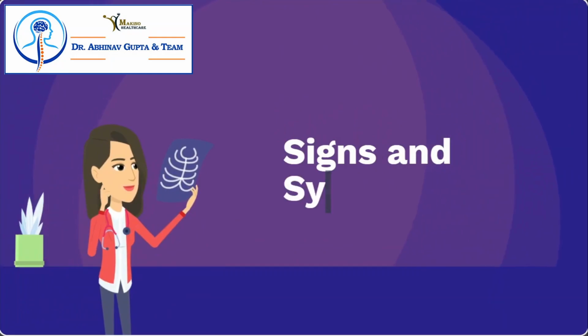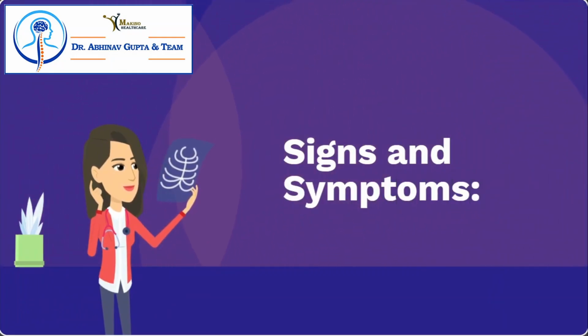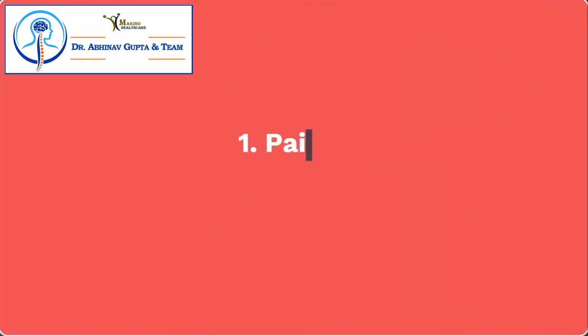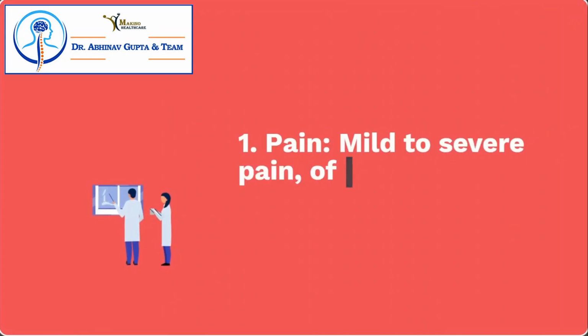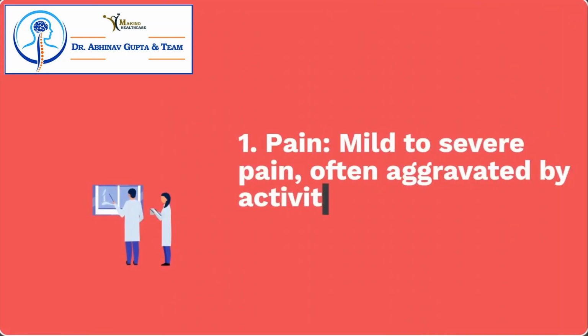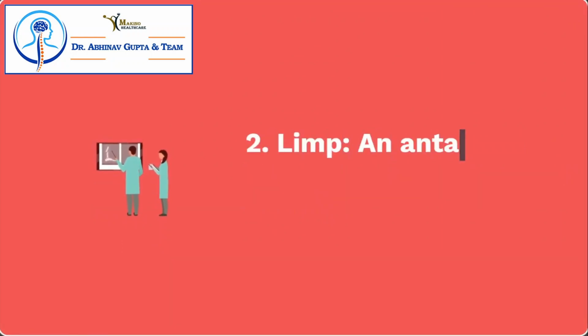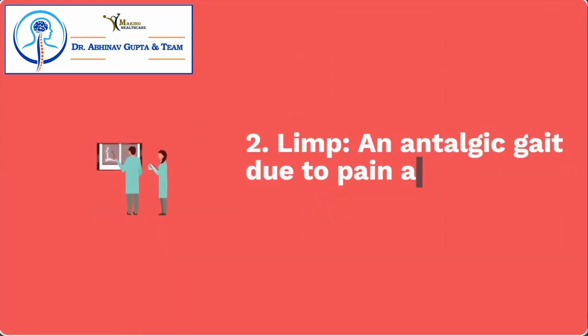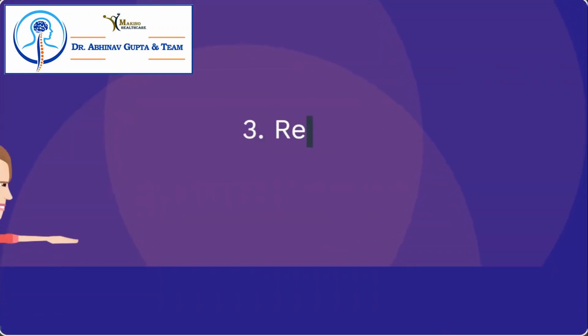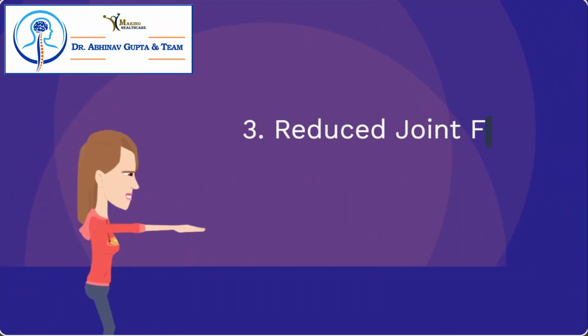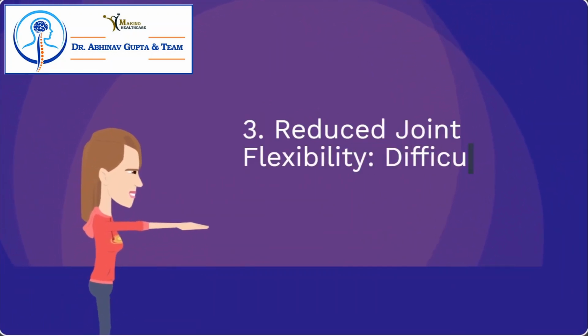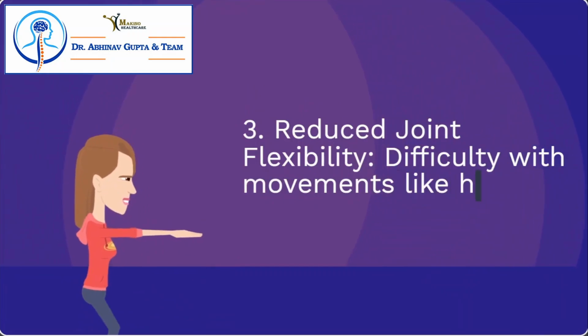Signs and symptoms. 1. Pain, mild to severe pain, often aggravated by activity. 2. Limp, an antalgic gait due to pain and stiffness. 3. Reduced joint flexibility, difficulty with movements like hip abduction and rotation.